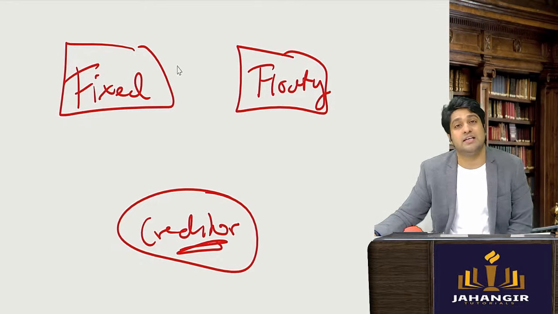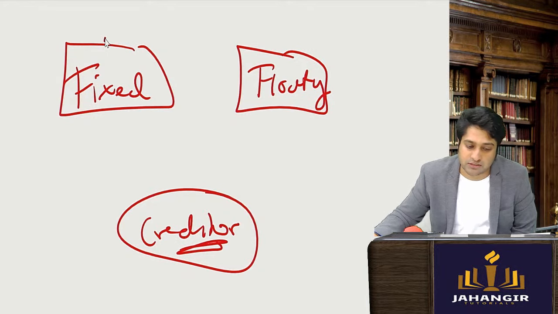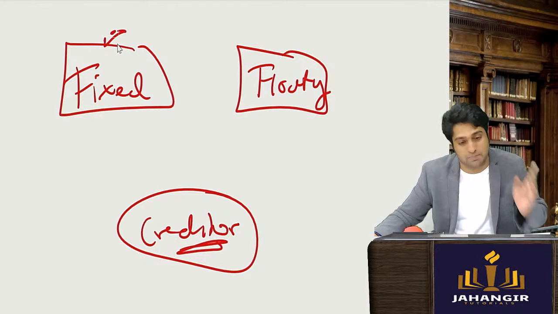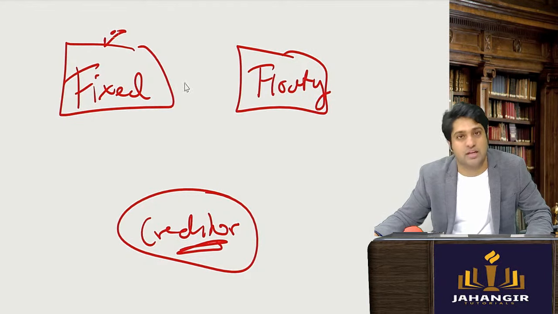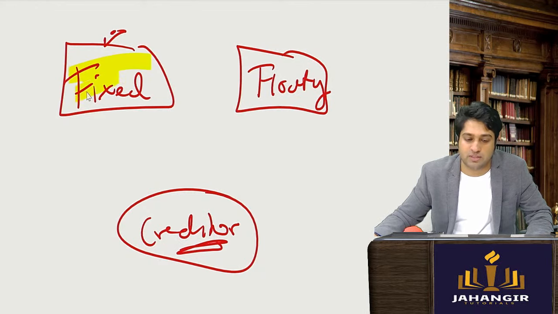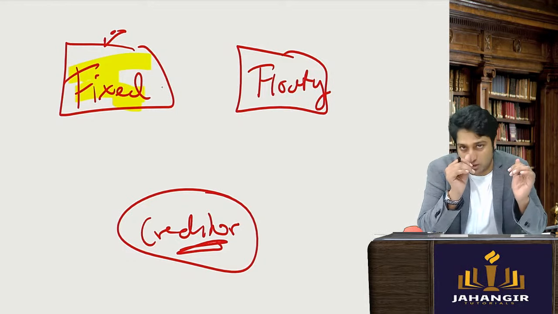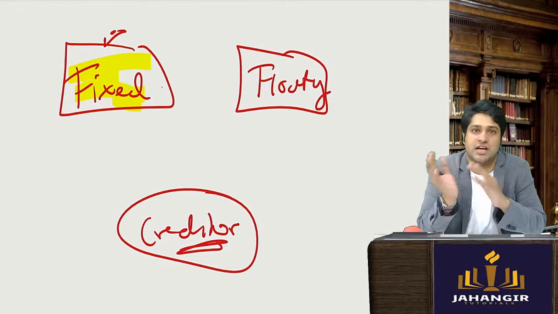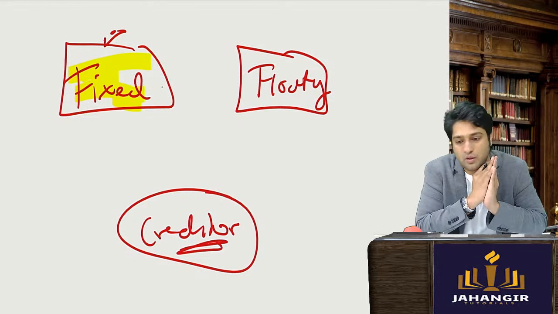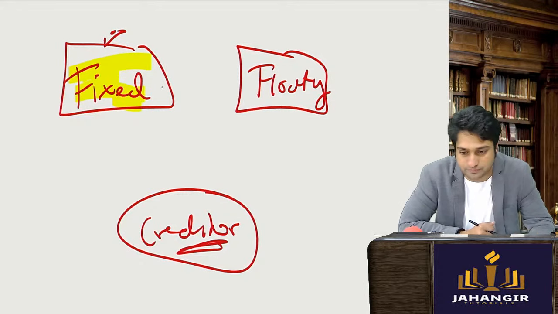Let's say there is a default and liquidation: first the fixed charge holders will be paid and then the floating. So obviously it is always better to be a fixed charge holder. If the fixed charge holders are repaid, only then will the floating charge get crystallized and then they will get paid off. Clear?